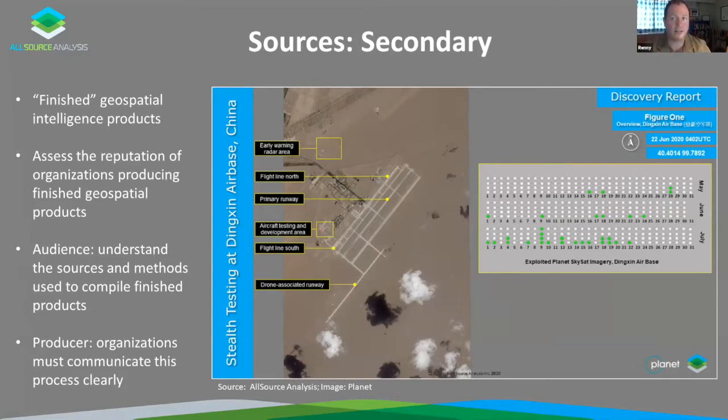When we're assessing secondary sources of information like this, composed graphics like this, we need to assess the reputation of the organizations that produce it. When we're in the audience, we should understand the sources and methods that are used to compile the finished products. When we are the producers of these products, it's very important that organizations communicate clearly how they came to their analysis and what level of certainty they have about each part of the analysis.